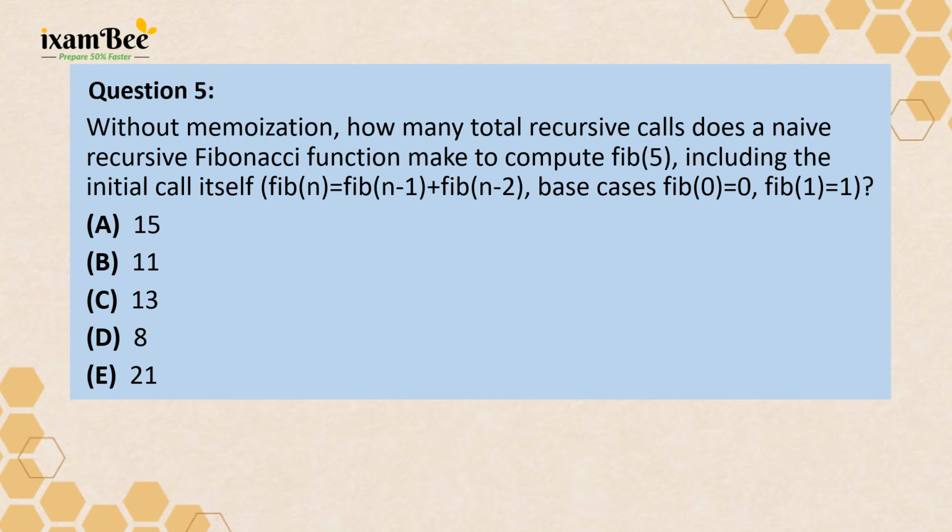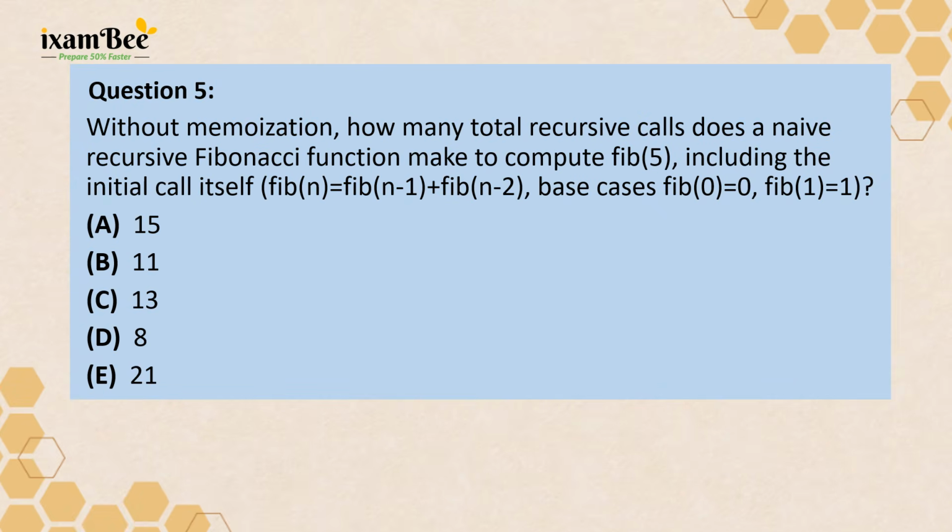In this question, without memoization, how many total recursive calls does a naive recursive Fibonacci function make to compute fib of 5, including the initial call itself? Remember that fib of n is equal to fib of n minus 1 plus fib of n minus 2, base cases being fib of 0 is equal to 0 and fib of 1 being equal to 1.